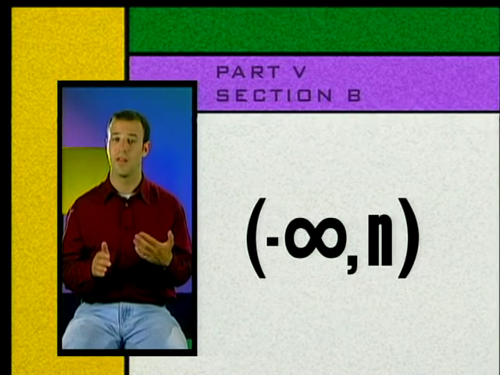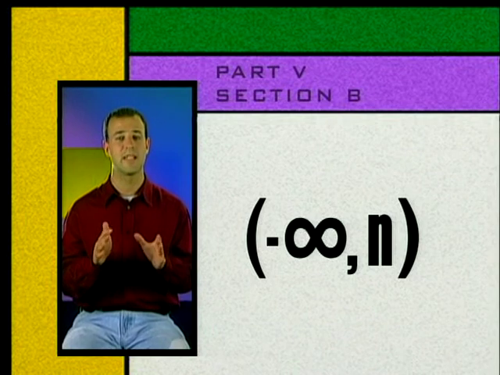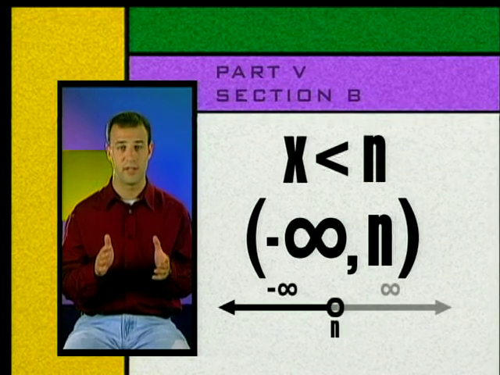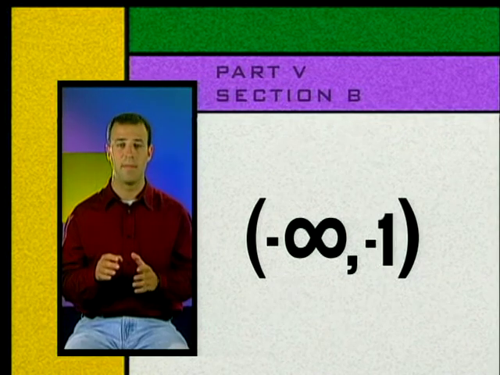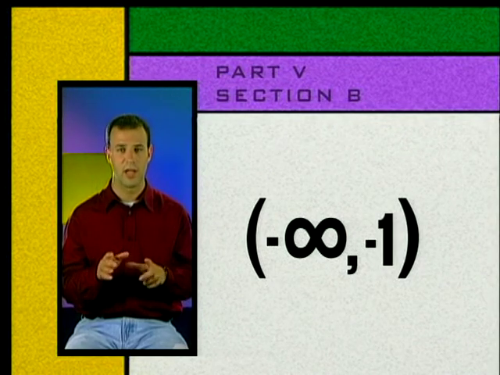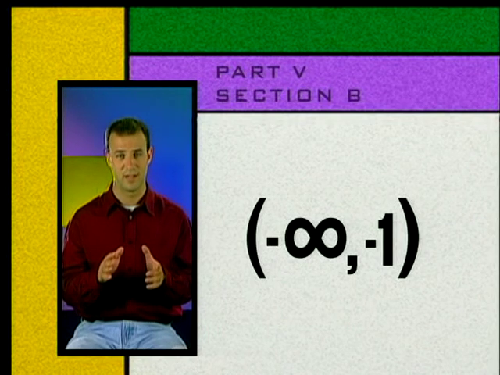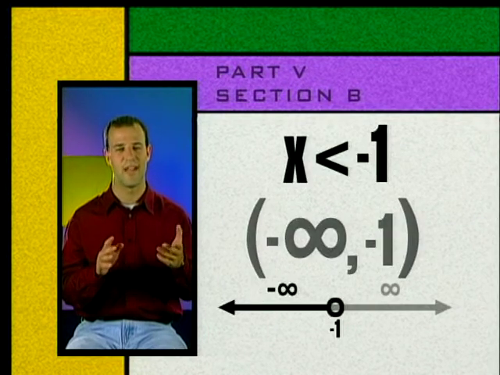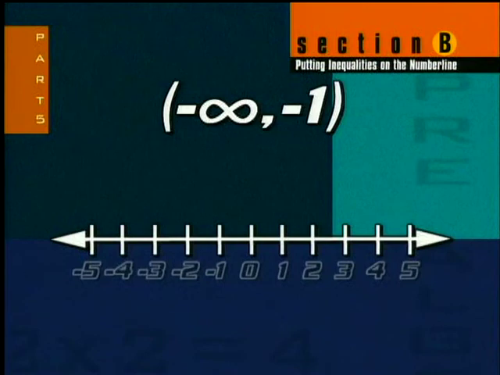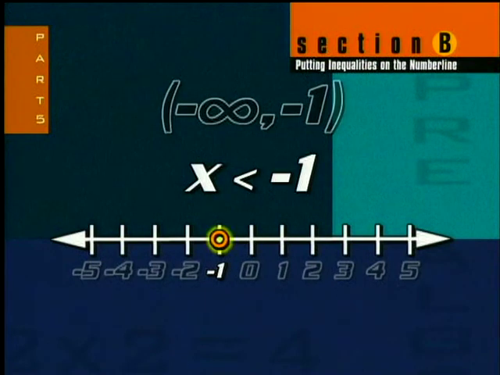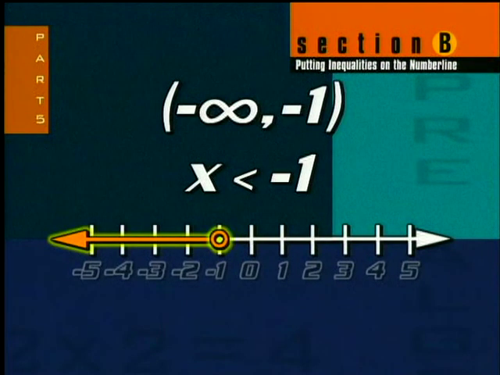For example, if we see this, this means all numbers less than n. N is just a stand-in for a particular number. We could choose a value for that number, let's say -1, and make it parentheses, negative infinity, comma, -1, parentheses. This means all numbers less than -1. So, if we took the open interval of negative infinity to -1 and put it on a number line, it'd look like this. We've got an open circle at -1, and our line would be shaded all the way to the left. Now our number line represents all the numbers less than -1.